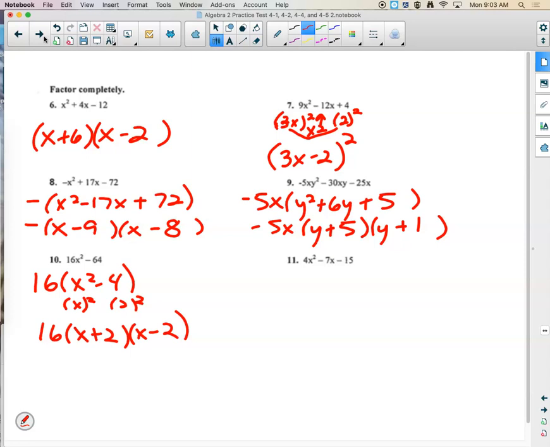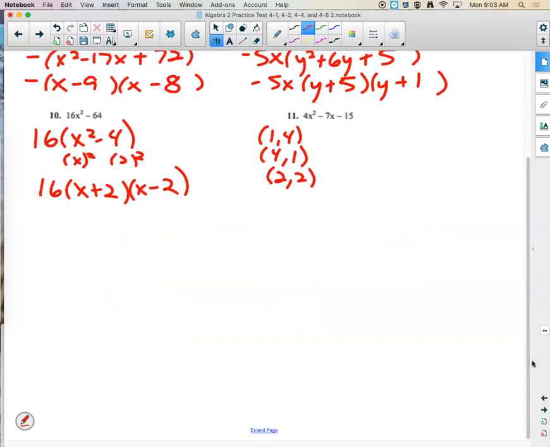So this is a combo problem. Integers that multiply to 4, first times first. In the back, integers that multiply to -15. -1 and 15. 1 and -15. -3 and 5. 3 and -5. Did I miss any? All right. Well, we need outside times outside plus inside times inside to give us -7. See if you can find it.